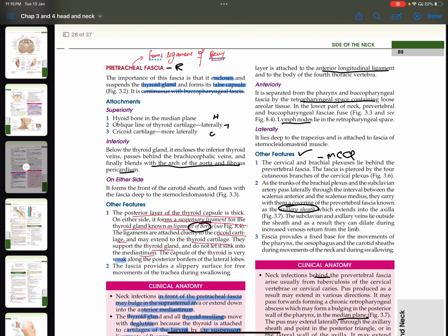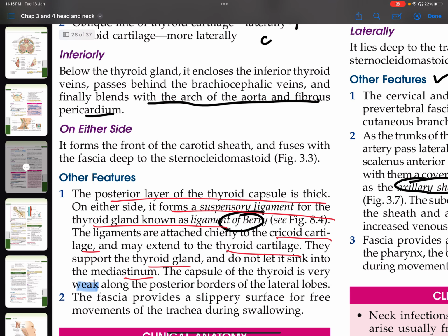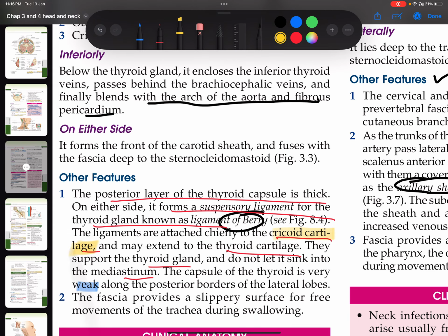So, ligament of Berry, there's another very important thing about that. What is the posterior layer of thyroid capsule? Thyroid capsule is formed by the pretracheal fascia. Its posterior layer is thick and it forms a suspensory ligament for the thyroid gland known as the ligament of Berry. The ligaments are attached chiefly to the cricoid cartilage, and make into the thyroid cartilage. They support the thyroid gland and do not let it sink into the mediastinum.